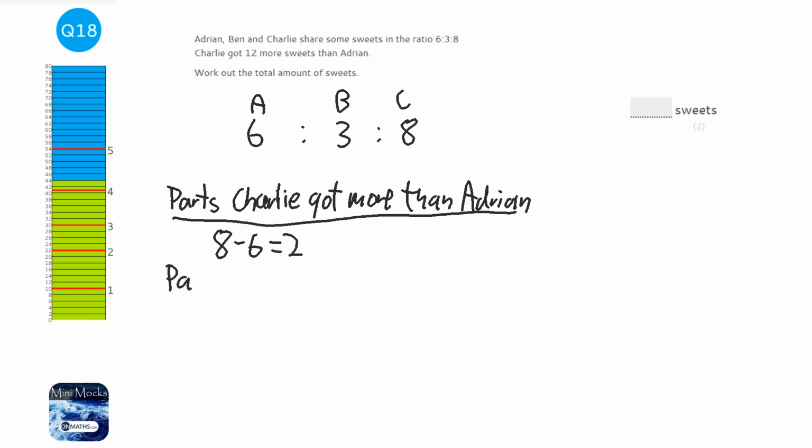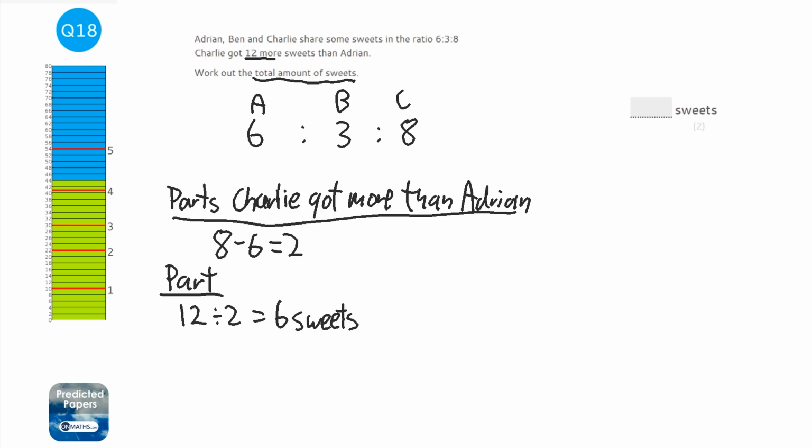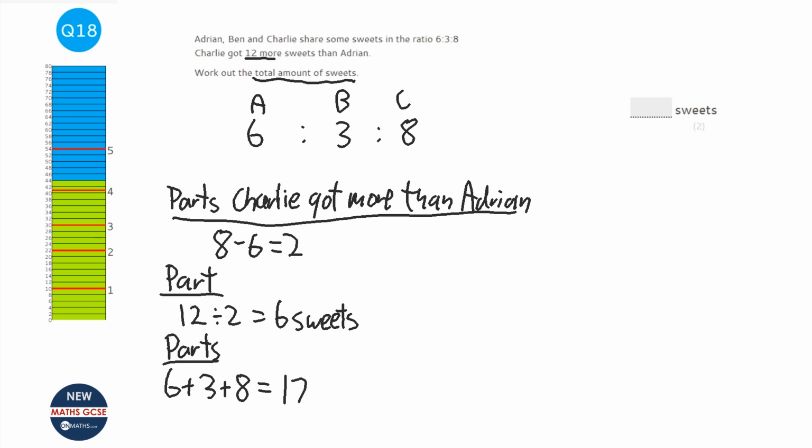And so let's have a look and see what one part is worth. So those 2 parts equates to 12 more sweets. So we do 12 divided by 2, 6. So each part is worth 6 sweets. And it says work out the total amount of sweets. So we need to work out how many parts there are in total. So we do 6 plus 3 plus 8. Now I know 6 plus 8 is 14, plus 3 is 17. So we've got 17 parts in total.